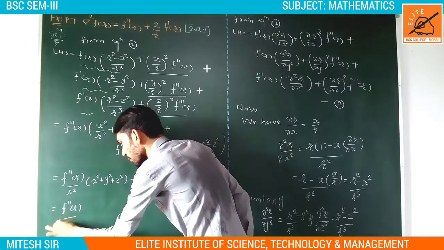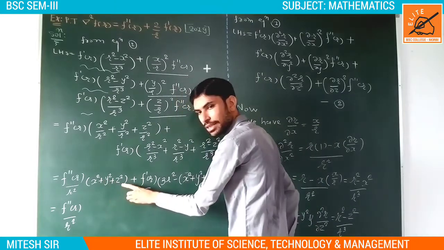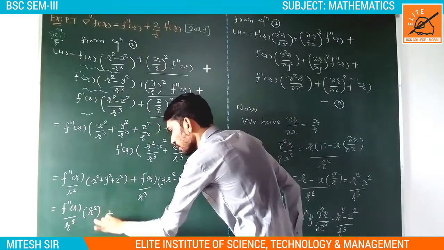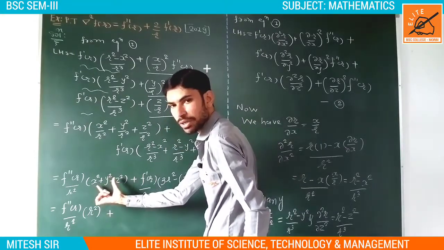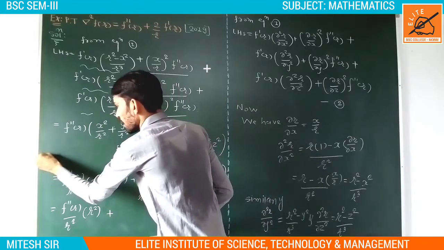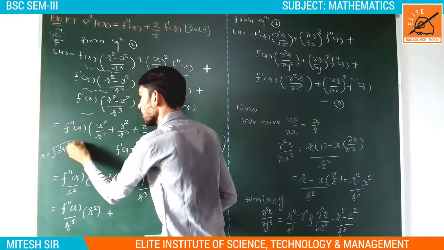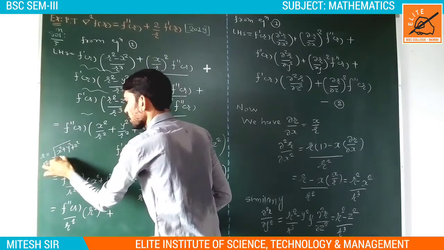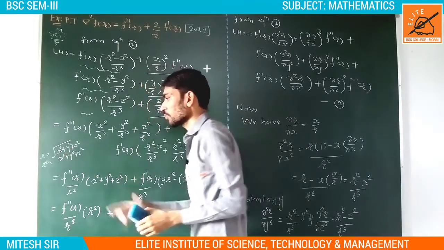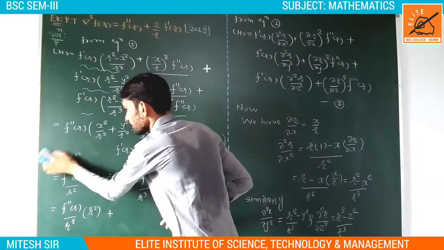f double dash r upon r square. As we know, x square plus y square plus z square is nothing but r square. Plus, as we know, the value of r is under root x square plus y square plus z square. So the square of r is x square plus y square plus z square, so r square is nothing but x square plus y square plus z square. So here we substitute the value: x square plus y square plus z square is nothing but r square.